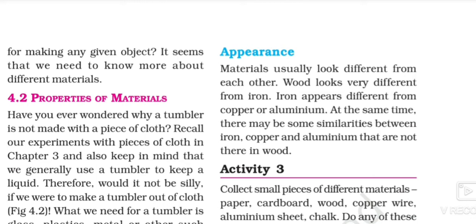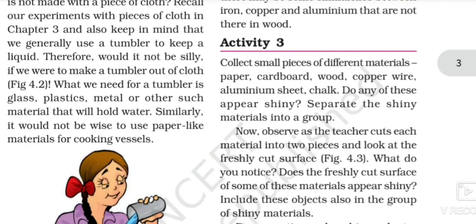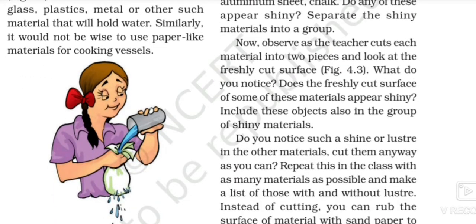That you will study in Activity 3. Collect some pieces of different materials, that is paper, cardboard, wood, copper wire, aluminium sheet, chalk. Do any of these appear shiny? How will you find it out? Separate the shiny objects into a group. Now observe as the teacher cuts a material into two pieces, and look at the freshly cut surface in figure 4.3. What did you understand? Does the freshly cut surface of some of the materials appear shiny?